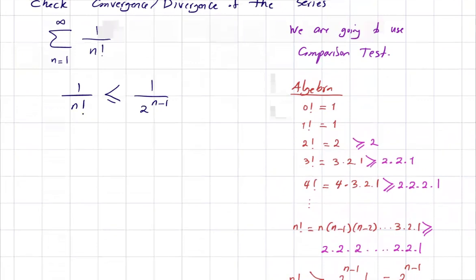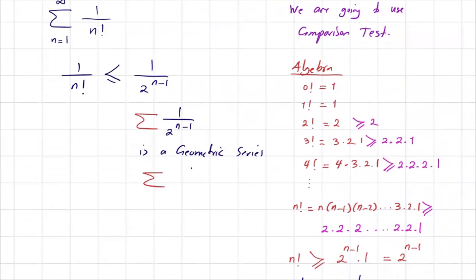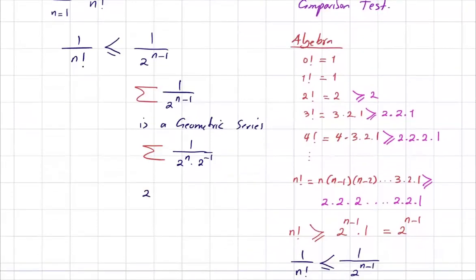So what is this sum on the right-hand side? Well, the sum on the right-hand side is basically a geometric series. The summation of 1 divided by 2 to power n minus 1 is a geometric series. So what's the ratio? You can simplify this as well. This is the summation of 1 divided by 2 to the n times 2 to power negative 1. You can flip this and write it on the numerator. You get 2 times the summation of 1 divided by 2 to the n, which can be written as 2 times a half to power n.